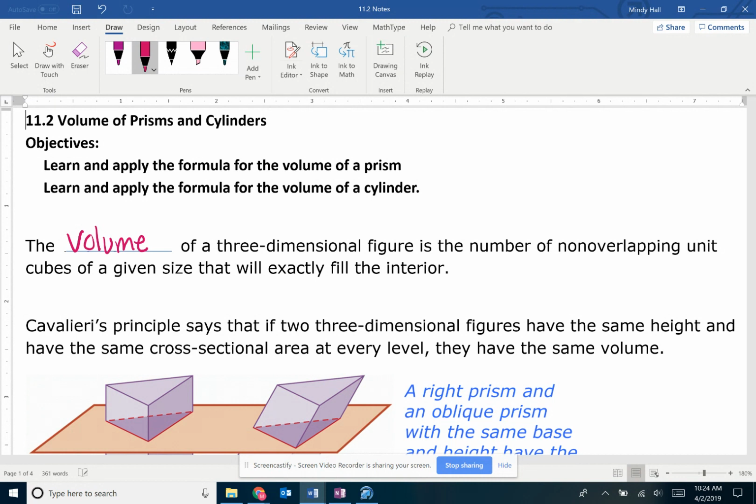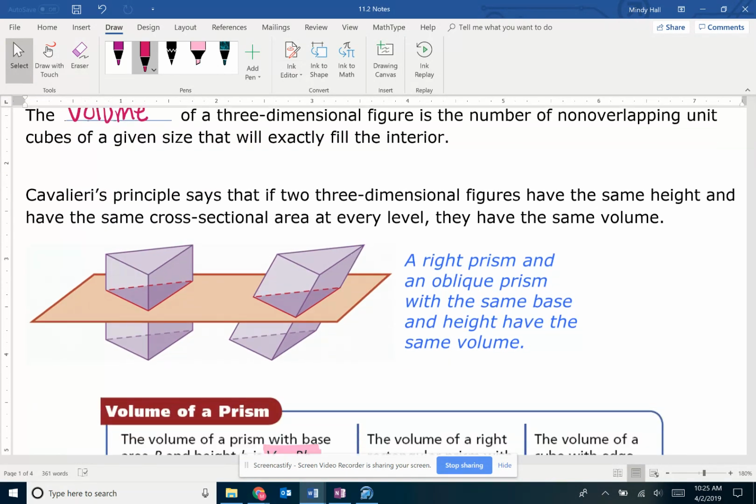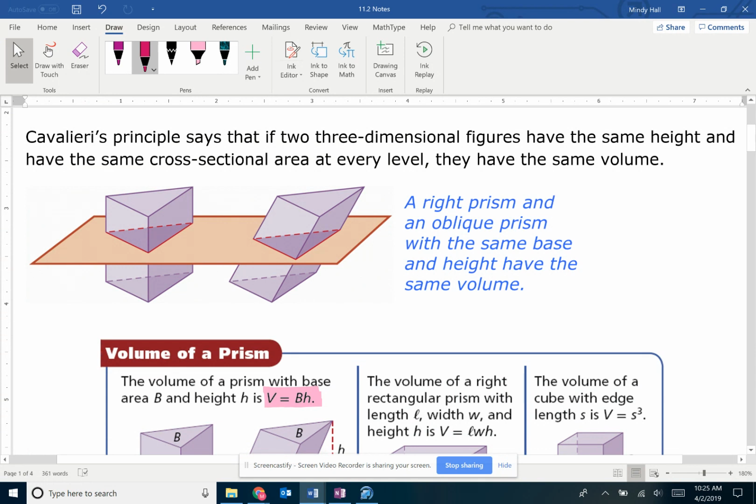of a three-dimensional figure is the number of non-overlapping unit cubes of a given size that will exactly fit the interior. So basically what that means is if you had a little cube that was an inch by an inch by an inch, so an inch long, tall, and wide. If you had a bunch of these cubes, how many would you need to fill up, let's say, a cylinder or rectangular prism? And obviously, rather than having to actually draw it out, we just do the math for it because it makes it a little bit easier.